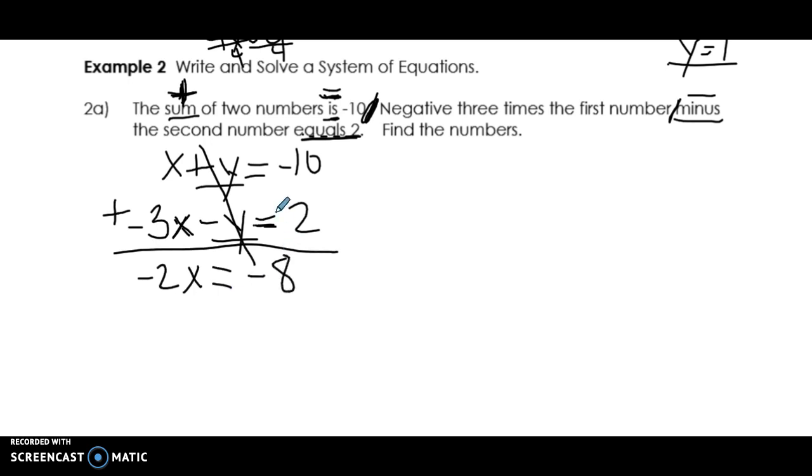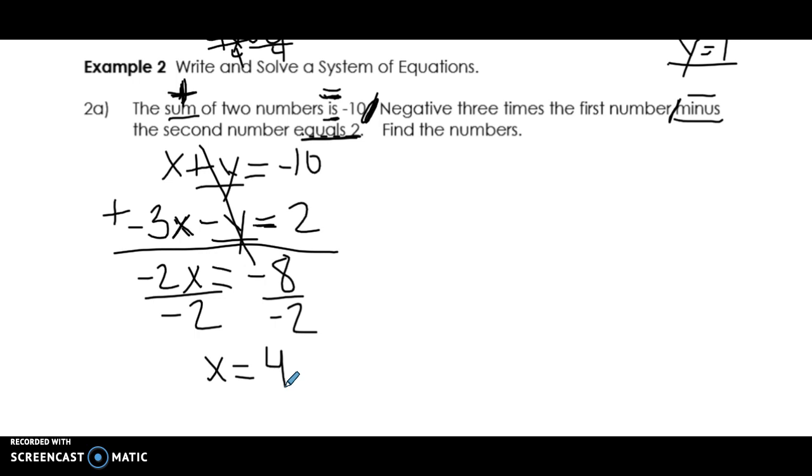So now I can solve for x. I'm going to divide both sides by -2 to get x by itself. I'm left with x equals -8 divided by -2. Remember, a negative divided by a negative is a positive. So this equals 4.